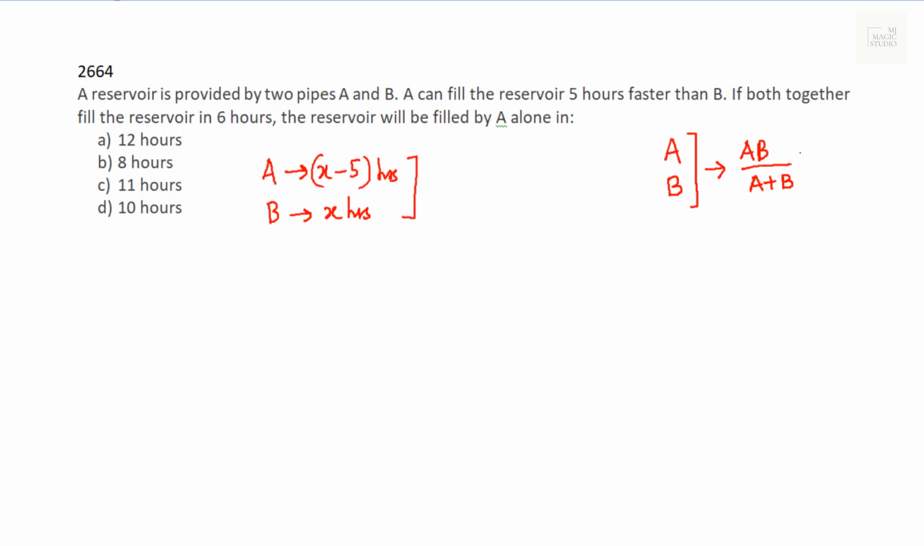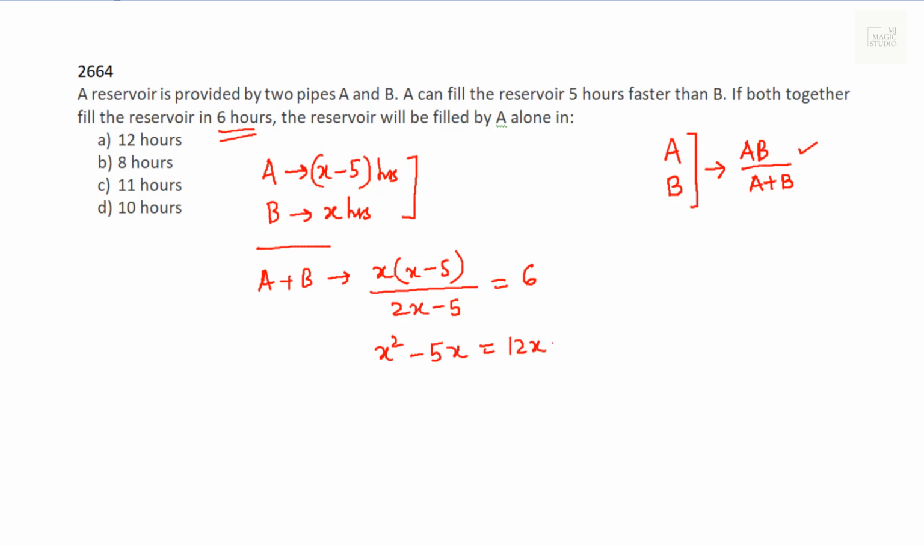Now if we use this formula, both working together, they will take product, that is x into x minus 5, by sum, that will be 2x minus 5 time to fill up this tank, and this is given as 6 hours. Let's solve it for x. x square minus 5x equals 12x minus 30. x square minus 17x plus 30 is 0.